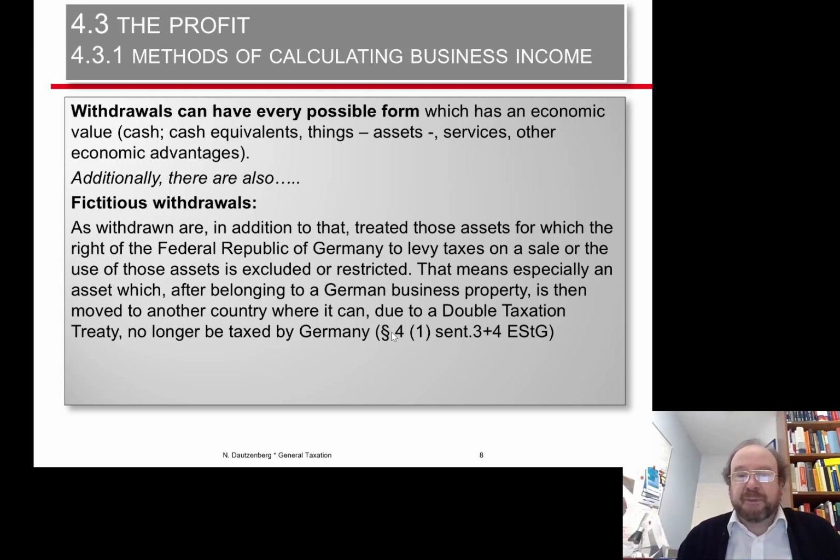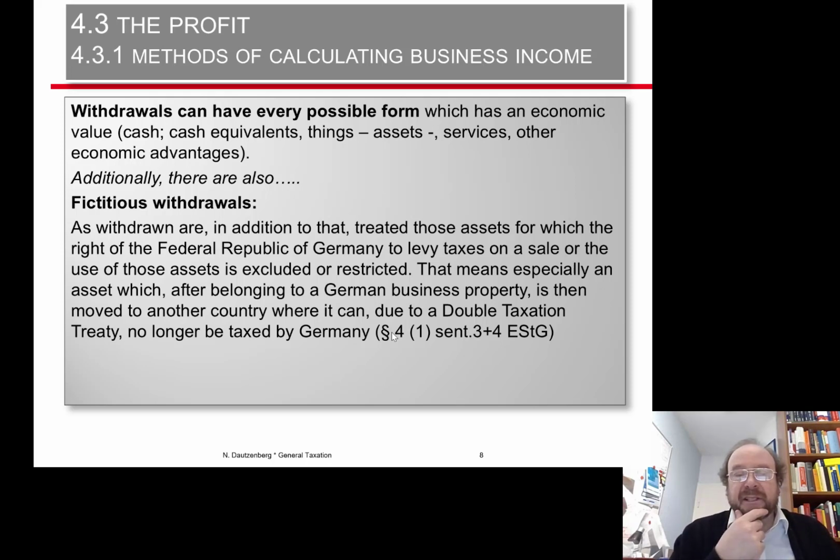Withdrawals can have every possible form which has an economic value. So you can take out cash from the enterprise, and you must show it in the books. You can take out goods, assets, and you have to show the value of these assets as withdrawal. You can even withdraw services, so use the capacity of your enterprise for services to your own private sphere or other economic advantages. There are even some specific forms of withdrawals which are rather fictitious.